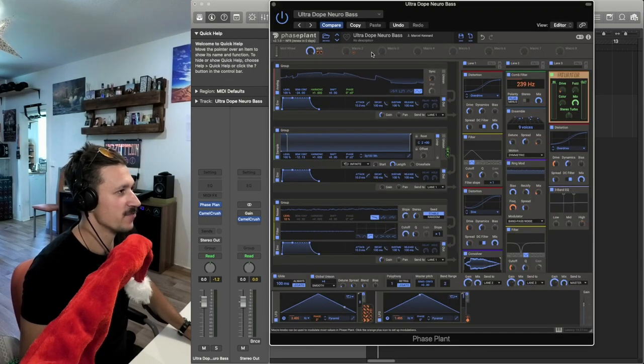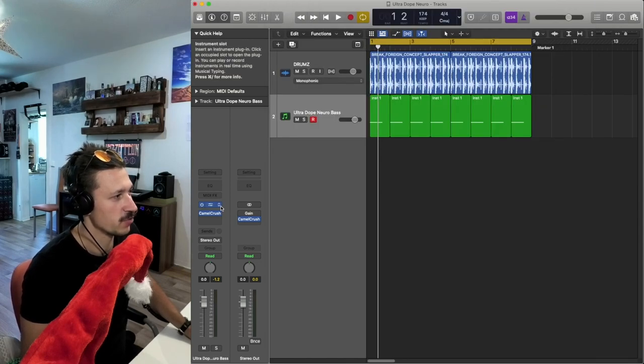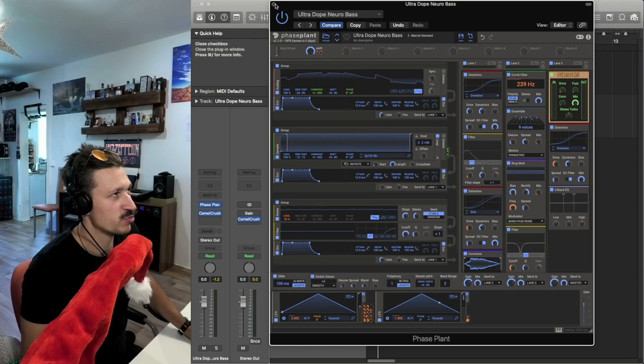I've only set one macro up so far. I'll probably set some more up, but it's just a shift to control the groove. So I like it at this 100% setting here. Let's have a little listen to this cheeky one, I've called it the ultra dope neuro bass.